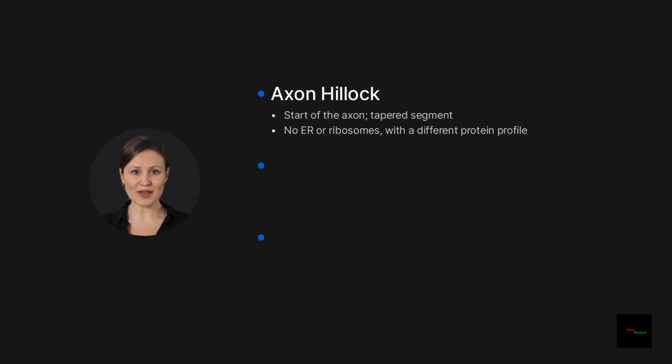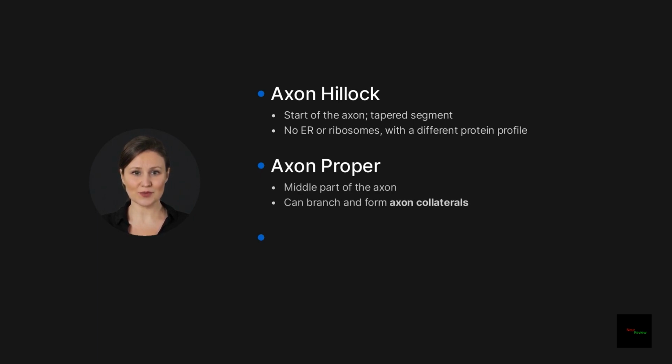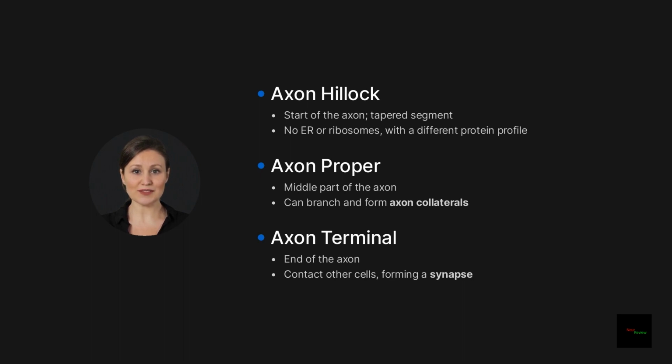The middle part of the axon is called the axon proper. Here, axons can branch, forming axon collaterals, which can innervate other parts of the nervous system, or even loop back to innervate the neuron they came from. The end of the axon is called the axon terminal. This is where axons come into contact with other cells, which may themselves be neurons. The point at which the axon terminal connects with the other cell is known as the synapse.